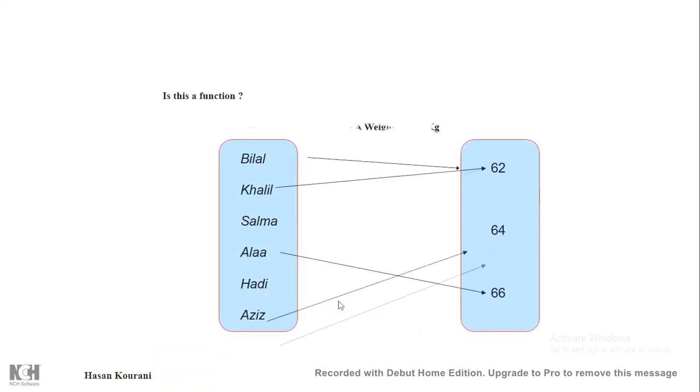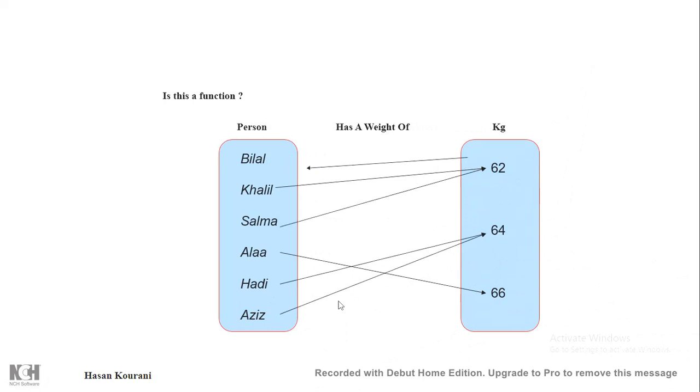Let's see another example to understand very well the concept of a function. Let's consider this set that contains persons, and there is a relation between the initial set and the final set. The initial set contains persons, and the final set contains the weights of some persons. So Bilal is related to 62 kilograms. His weight is 62 kilograms. Also Khalil and Salma. While the other persons, Ala, Hadi, and Aziz, are each related to a certain weight.